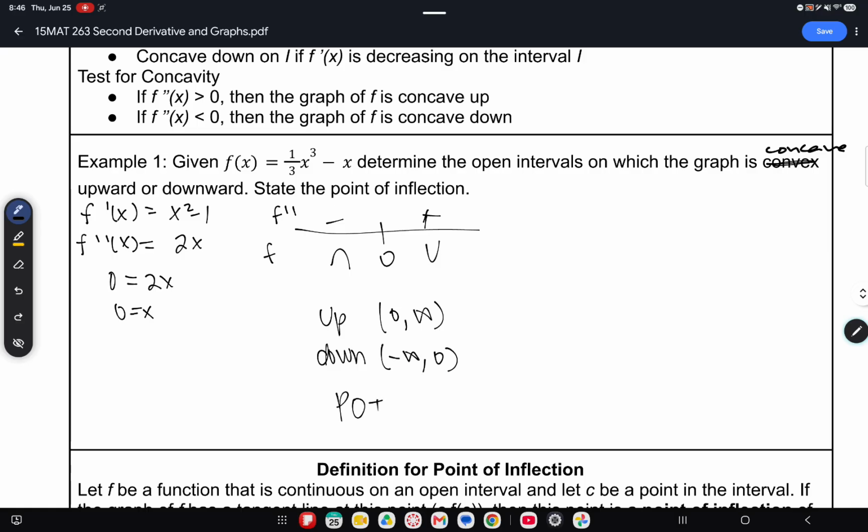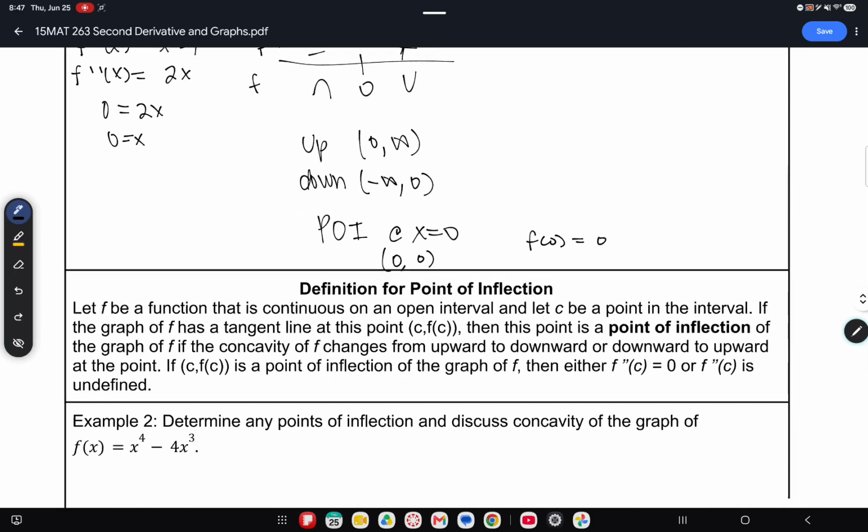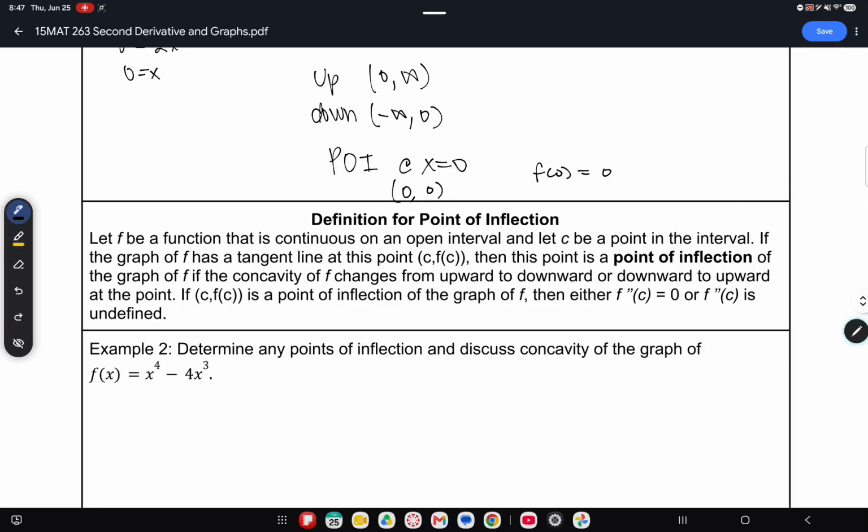And then we have a point of inflection at x equals 0. We can find the actual ordered pair by plugging in 0 into the original function, which will give me 0. So the point of inflection is at 0, 0. All right? So point of inflection, we can try and find them by if the concavity changes, and we look at whether the second derivative is 0 or undefined.